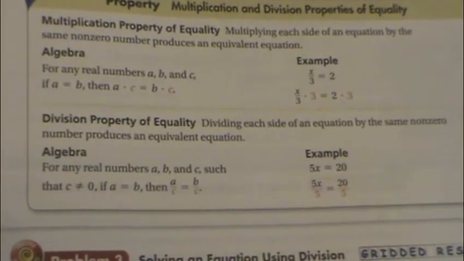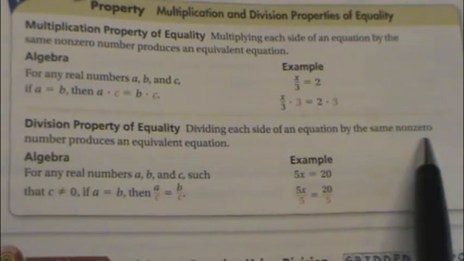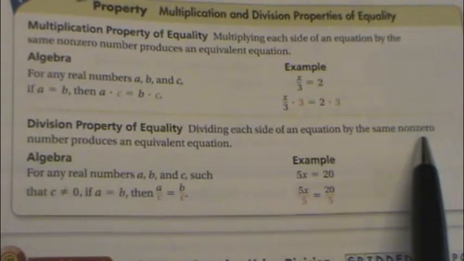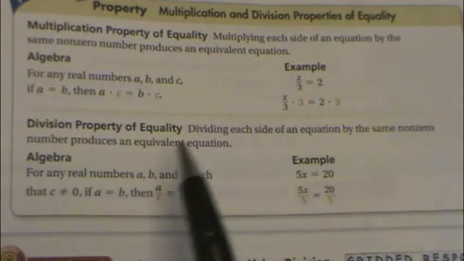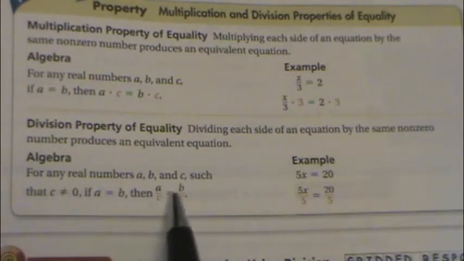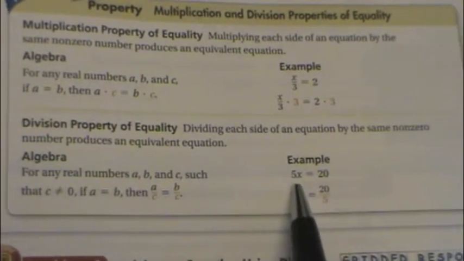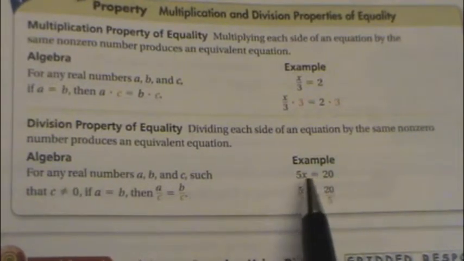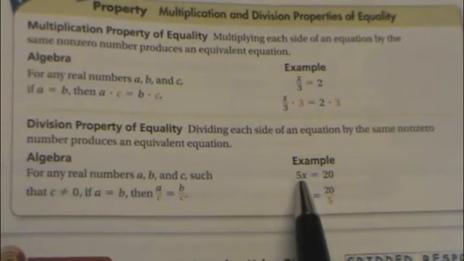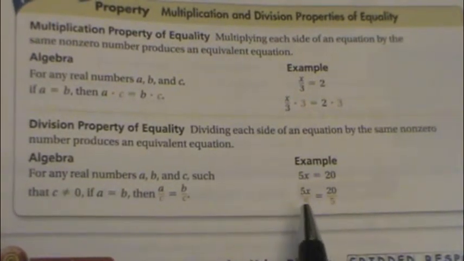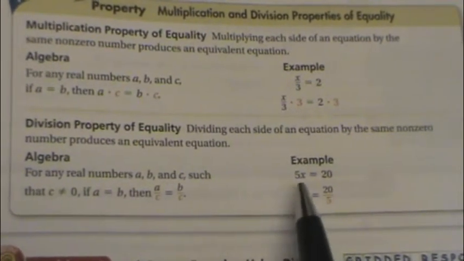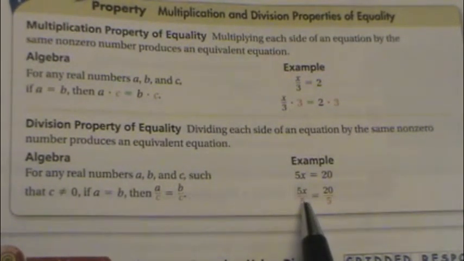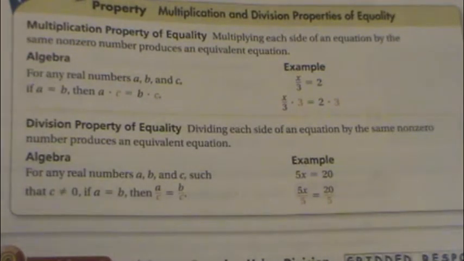Same idea with division. If you divide each side by the same, they have to specify here, the same non-zero number, then you get an equivalent equation. Wonder what would happen if you used 0. That's a question for another day. Here's the fancy explanation. Here's the useful example. 5x equals 20. Well, if we divide each side of that equation by 5, then we end up with 5x over 5 equals 20 over 5. Think about what that does over here and how it manages to isolate our variable.